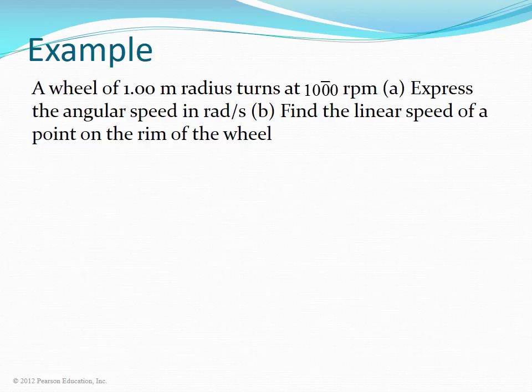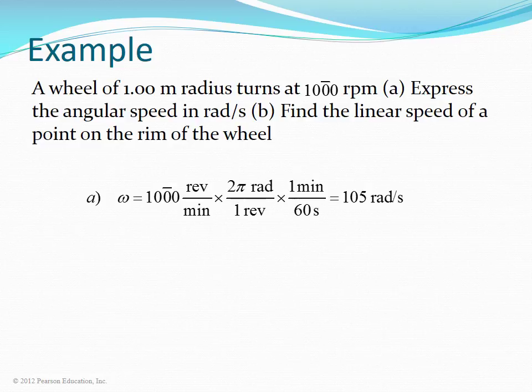A wheel of 1 meter radius turns at 1000 RPM. Express the angular speed in radians per second and find the linear speed of a point on the rim of the wheel. The angular speed is given as 1000 RPM or 1000 revolutions per minute. There are 2 pi radians per revolution, so we multiply by 2 pi radians divided by 1 revolution. Since we are given a speed in revolutions per minute, we must convert minutes to seconds and must multiply by 1 minute divided by 60 seconds and get an angular speed of 105 radians per second.